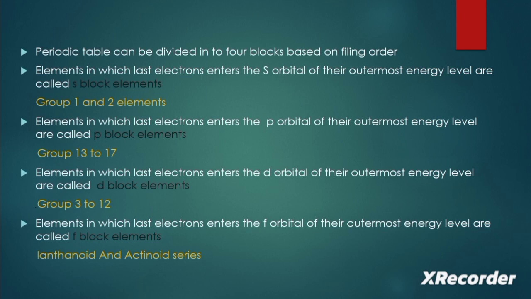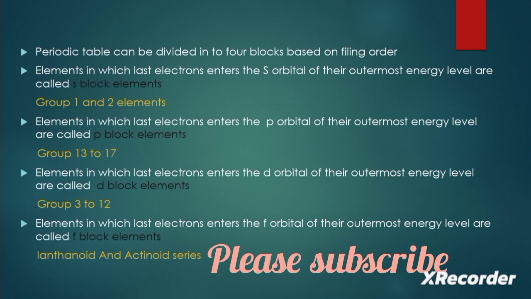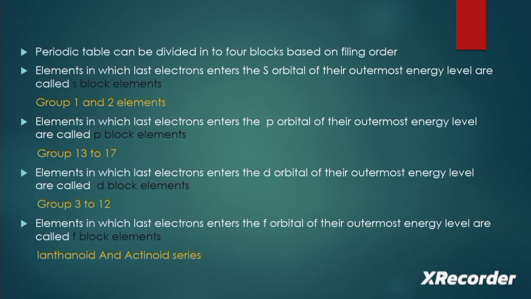In the same way, if the last electron of an atom enters a p orbital, then it is known as a p block element. If the last electron of an atom enters a d orbital, then it is known as a d block element. If the last electron of an atom enters an f orbital, then it is known as an f block element. Group 1 and 2 elements are s block elements.